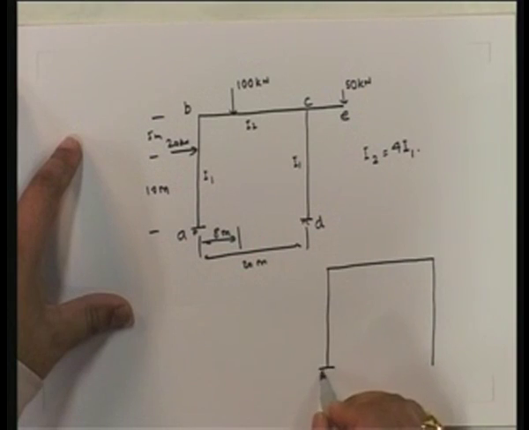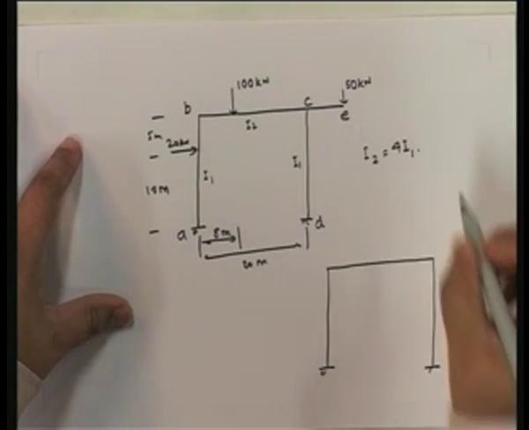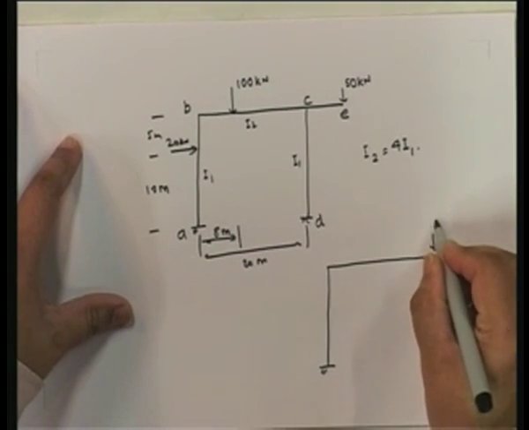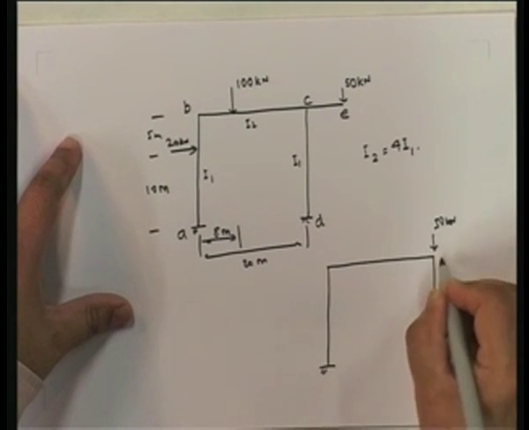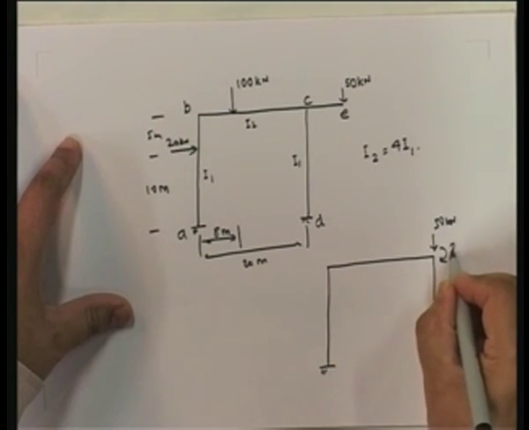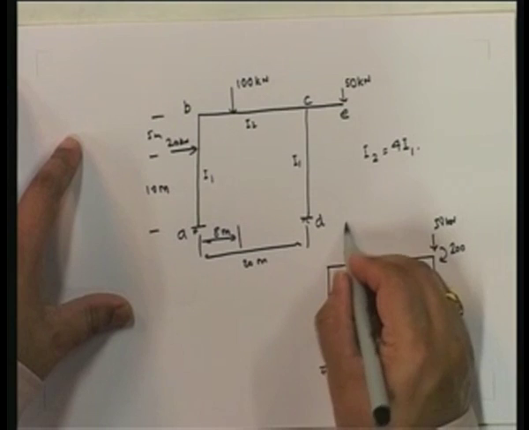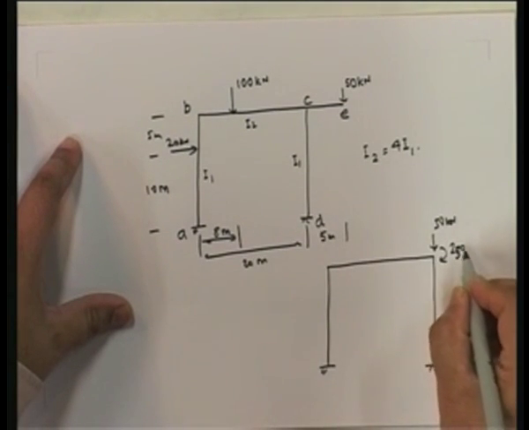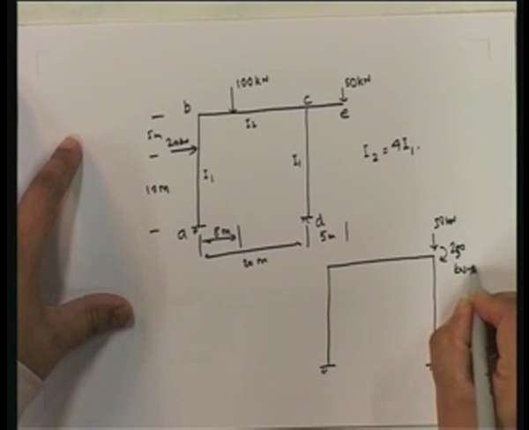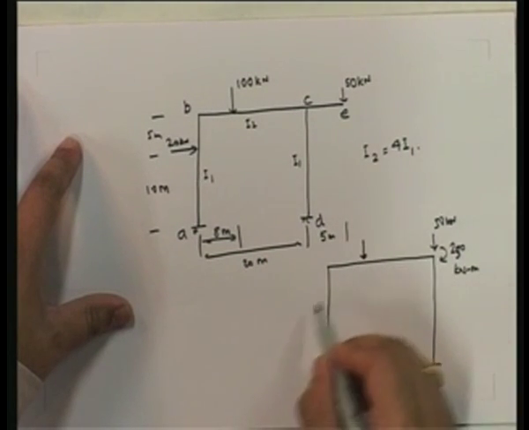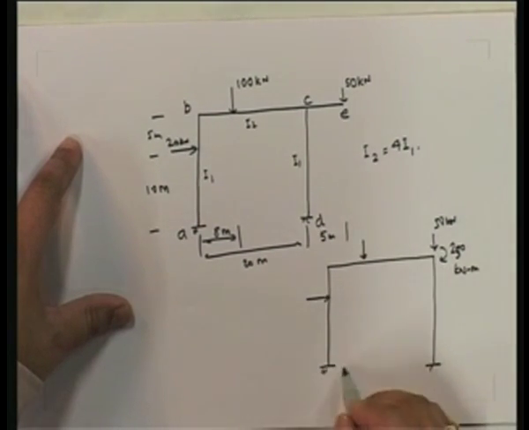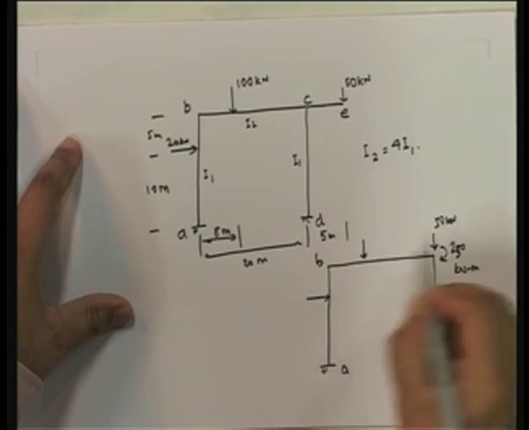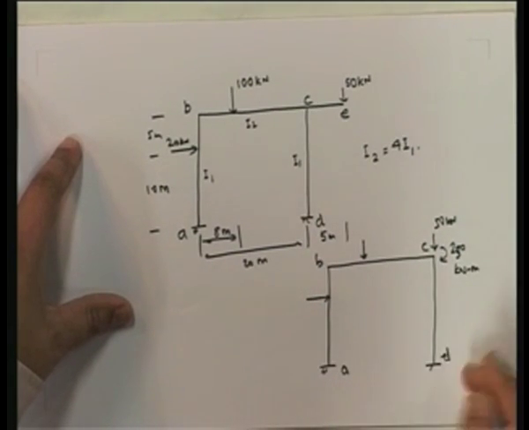If you remember, we had transferred that CE load as a 50 kilonewton load here, and by the way, this was 5 meters, so this is 250 kilonewton meter, and then you have all these other things. So this is the problem that I am going to be looking at.